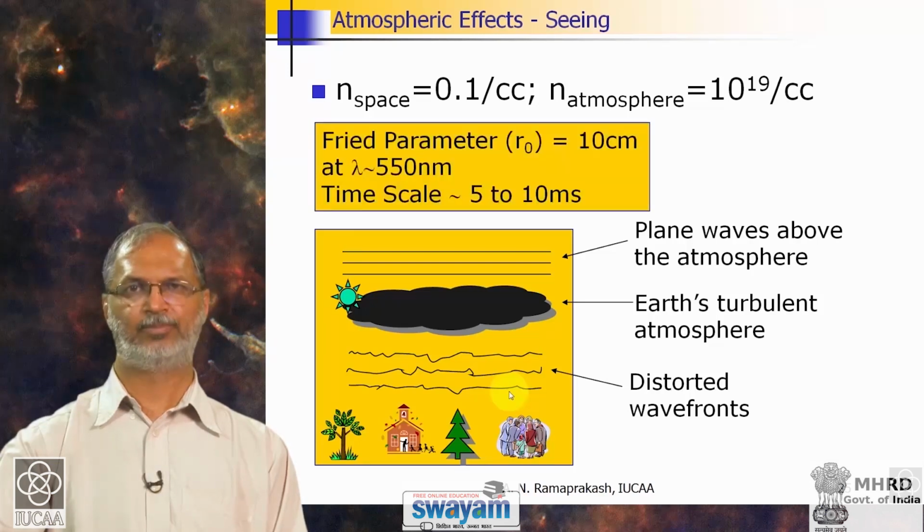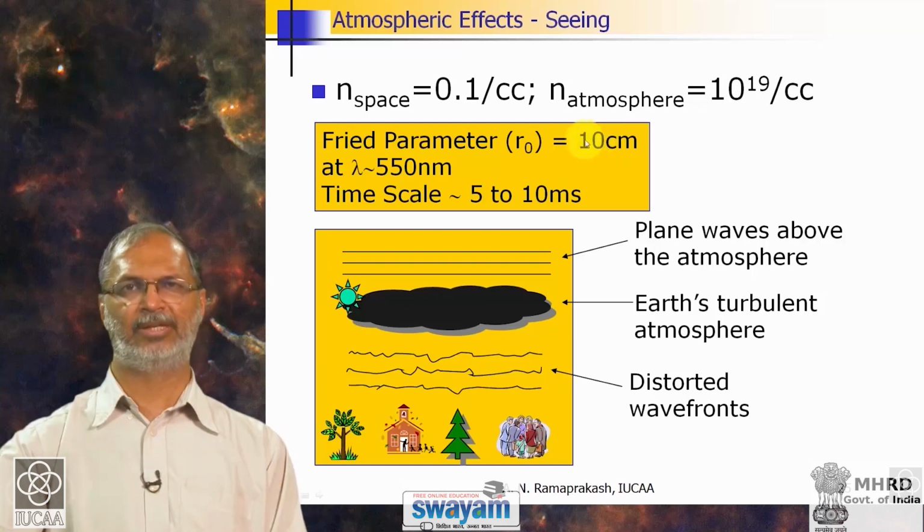Now, the effect of the atmosphere is very often quantified by a parameter called the Fried parameter. This is usually denoted by R0, and it is a function of wavelength, but a typical value of R0 is about 10 centimeter. I will make this quantitative a little later, but you can imagine this to be the approximate size of an atmospheric blob.